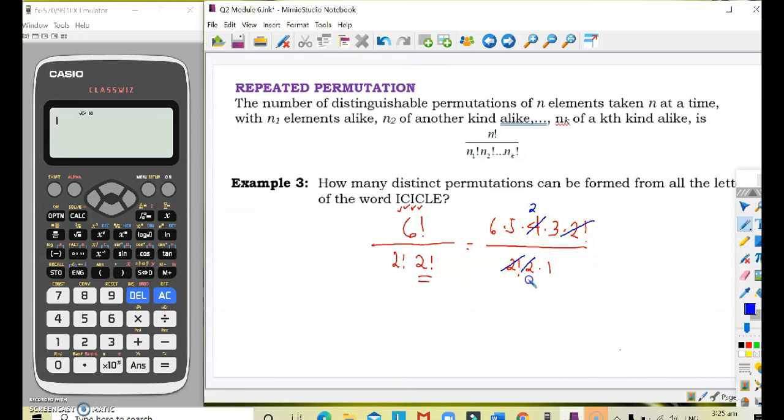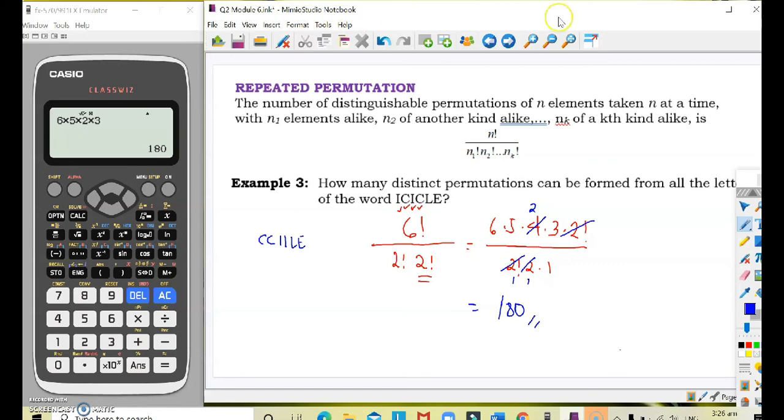So we have 1 and 1 in the denominator. So that would be 6 times 5 times 2 times 3. The answer is 180. So there are 180 distinct permutations that can be formed from all the letters of the word ICICLE.